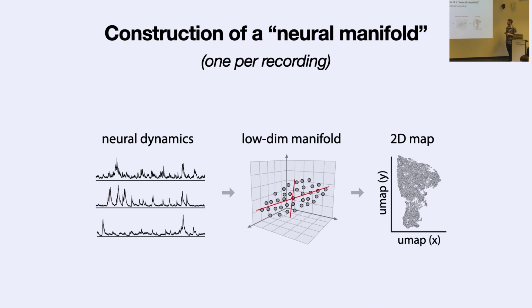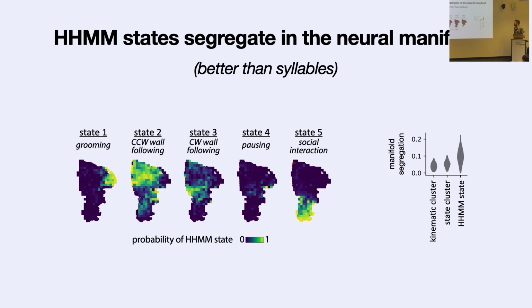Here I'm showing the pipeline that we used. We take the neural dynamics, do principal components analysis to get a low-dimensional manifold, and then on top of that you can do UMAP, a nonlinear embedding of the PCA, to get a 2D picture. I'll use the 2D picture for illustration, although all the actual analyses are done in the PCA space, where I think we use about five dimensions. This type of analysis is annoying because you have to do it separately on every single recording. If anyone has good thoughts on how to make joint neural manifolds across individuals, I'd love to hear more about that.